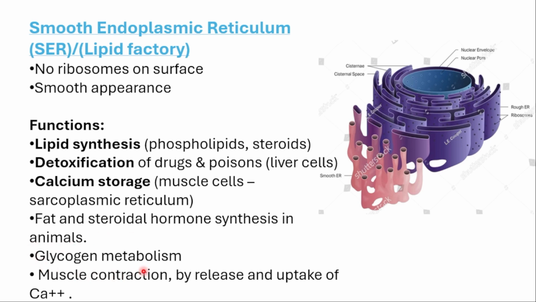So glycogen metabolism is one of the functions of the SER, and muscle contraction by releasing and uptake of calcium. These all are the functions of what? SER. Main functions, keep in mind: lipid synthesis, detoxification, calcium storage.